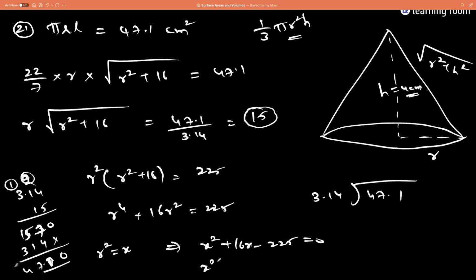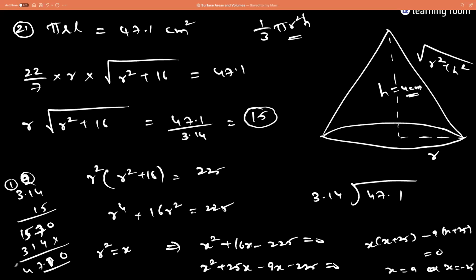So you will have X square plus 25X minus 9X minus 225 is equal to 0. So X into X plus 25 minus 9 into X plus 25 is equal to 0. So X will be equal to 9 or X will be equal to minus 25. But what is X? X is R square. So R square is equal to 9 or R square is minus 25. So R square is equal to minus 25 is eliminated. R square is equal to 9 implies R will be equal to 3.